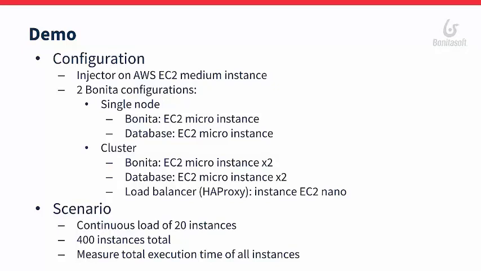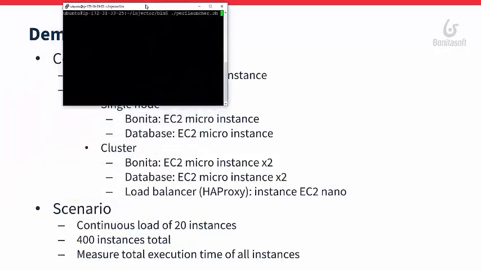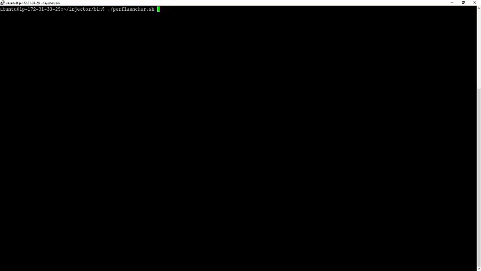So as I said, to run this test, we use a custom development here. It's the Bonita injector. So here I'm connected on the injector AWS instance, and I will launch this test. Basically this test will deploy the process definition we use for the test and trigger the creation of the instances and make sure that we have these 20 instances running at all times.